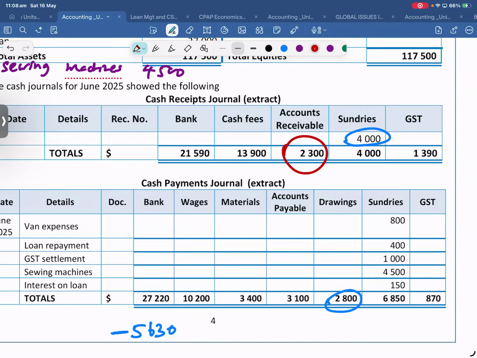Did it decrease our cash? Yes. Did it decrease our expenses? No. Similarly, loan repayment. Did it decrease our cash? Yes. Did it increase our expenses? No. Right? So those are the ones.